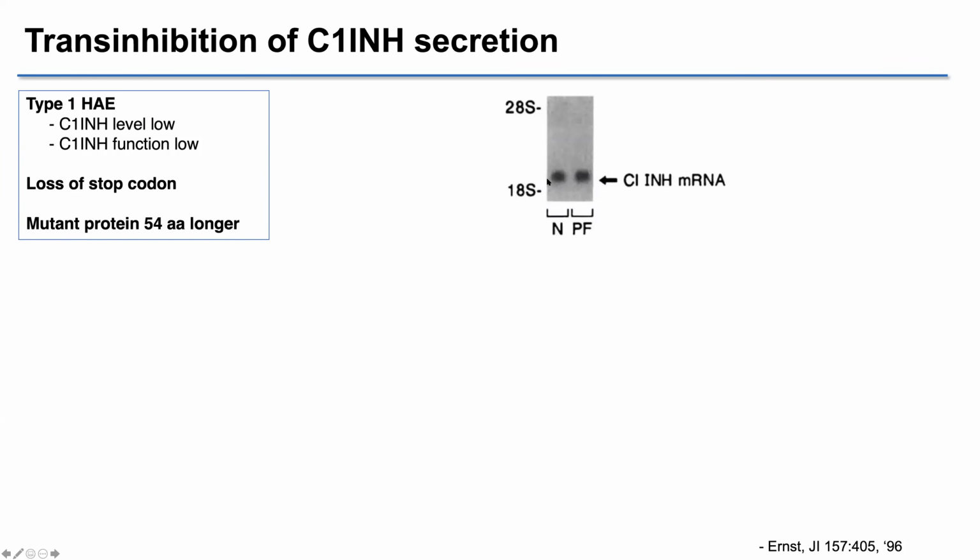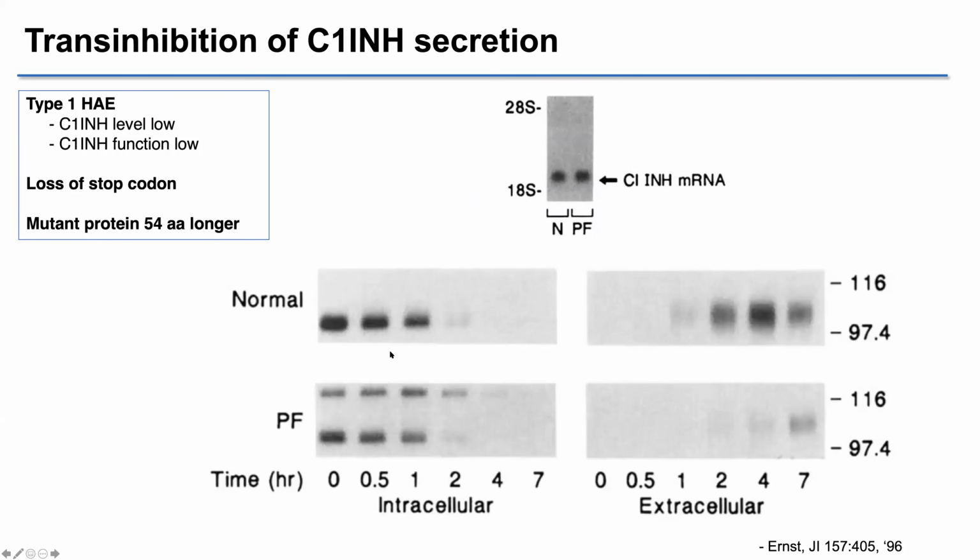There was no difference in the amount of message shown in this northern blot, but when they looked at the secretion of the proteins, here's a normal control, very much like what I showed you earlier. Here it is in the cell, and then with time it appears out of the cell. Here's this patient that they were studying, and you see the two proteins. The smaller one is the normal or wild type protein. The larger one with the loss of the stop codon and 54 amino acids longer is the mutant.